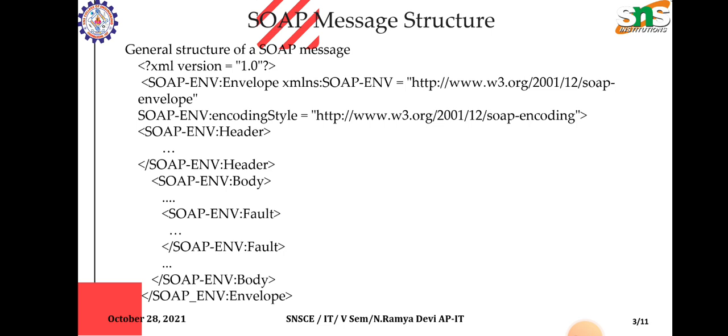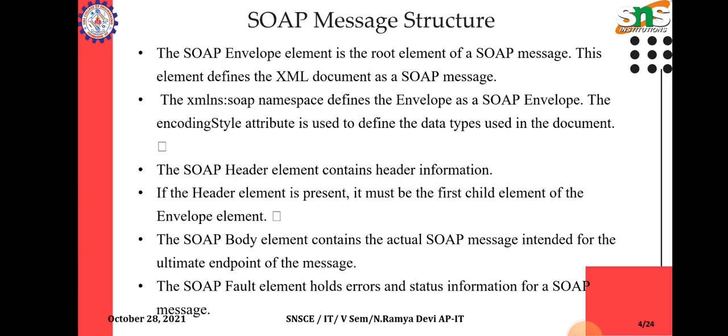And this is the structure or example of a SOAP message. So first, in the first line, it contains the XML version which is 1.0 and the envelope, and it is a mandatory element. So it defines the start and end of the message, and also it contains the header and body. And next is the encoding style and the header, body, and the fault message. And finally the envelope is closed.